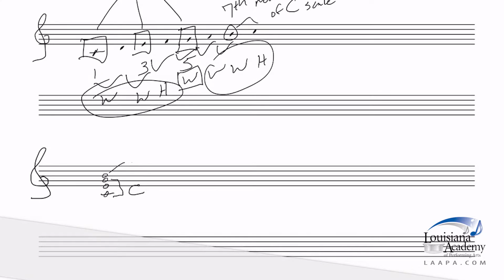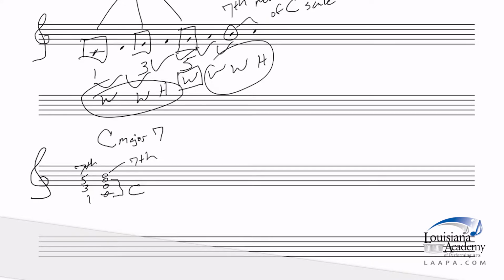Okay, so there's the 7th. Now we have the 1st, the 3rd, the 5th, and the 7th in there. Since this is a major triad, and since the 7th is the note that comes from the C major scale, we call this a C major 7 chord.